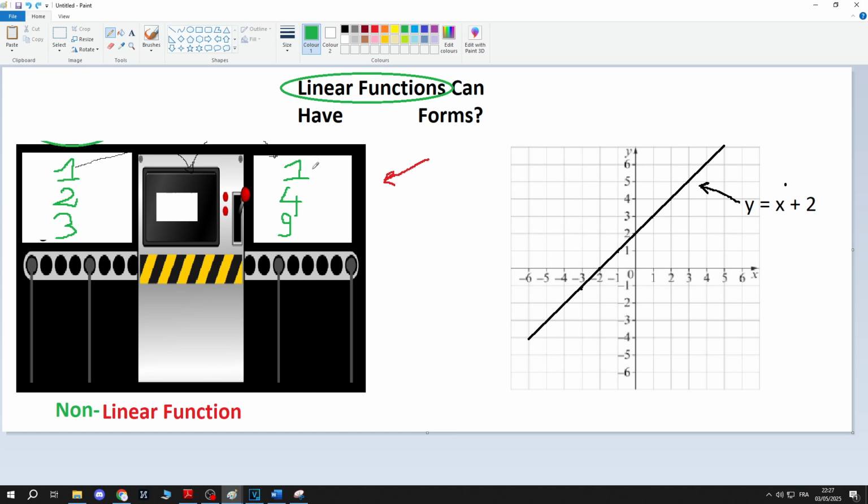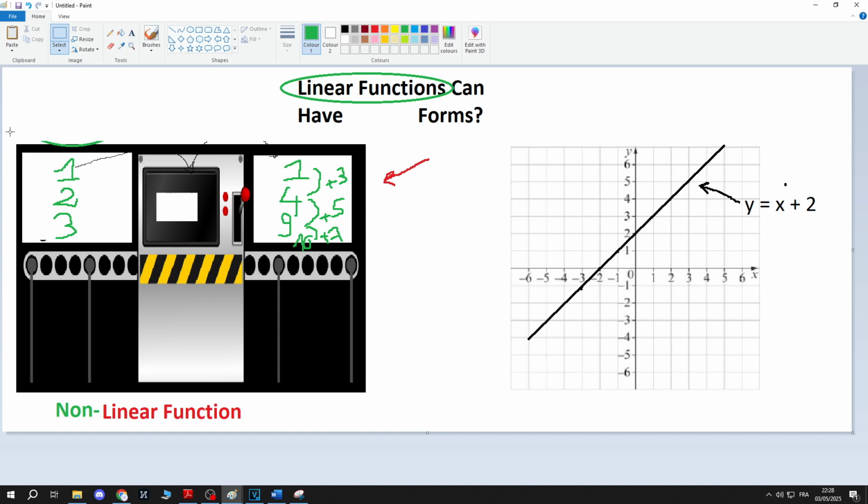So let me see what the difference is here. So to go from 1 to 4, that's plus 3. But to go from 4 to 9, that's plus 5. And to go from 9 to 16, that's a massive difference. I'm adding an entire 7. Now you might see a pattern that every time I'm adding 2 to the number I'm adding, but that's not what a linear function is. I'm supposed to be adding the same number every single time. And that's basically what a nonlinear function is.